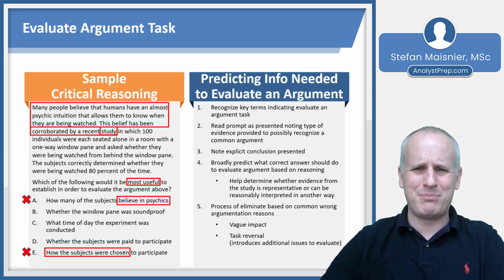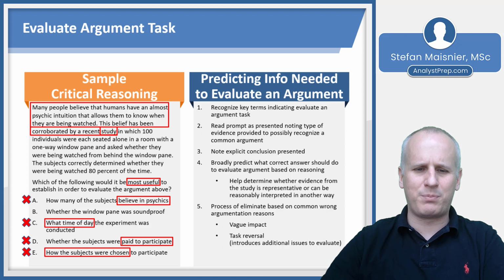Like psychics the people? I've got a whole lot more questions than answers, and the main thing about an evaluate task is the correct answer should answer a question you have about the validity, not introduce new questions, such as choice C does with what time of day the experiment was conducted. Like I need a whole lot more information to make this relevant at all, so we can eliminate choice C as requiring additional information.